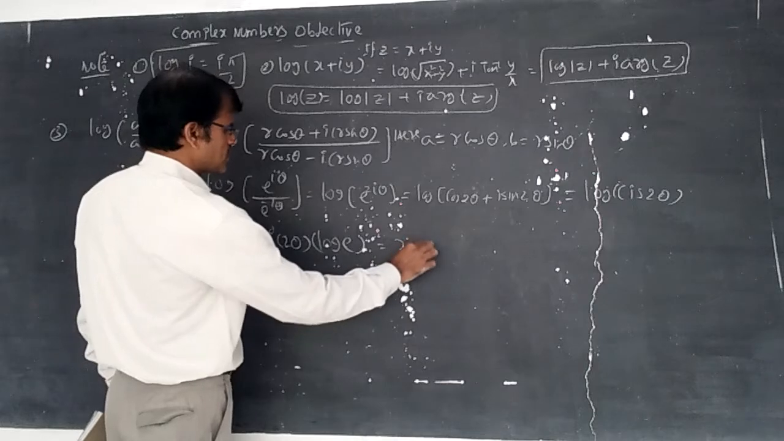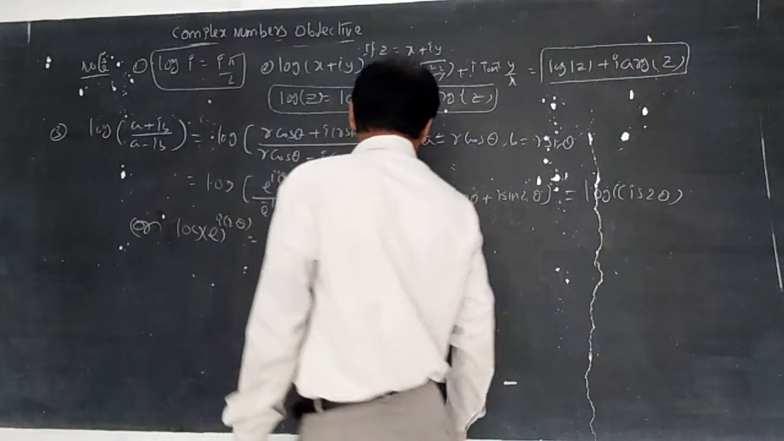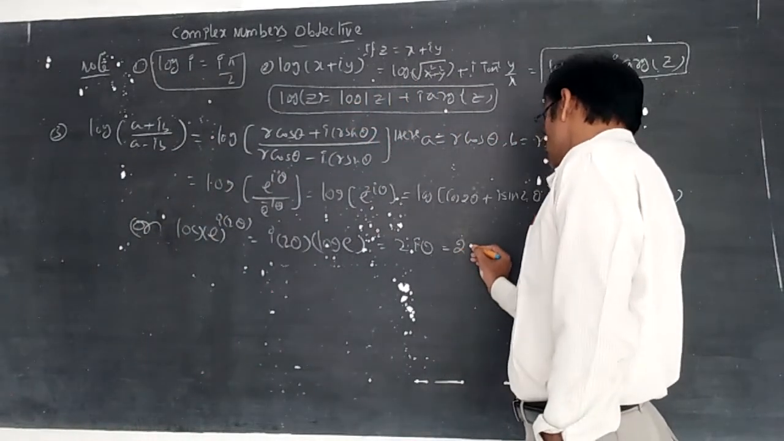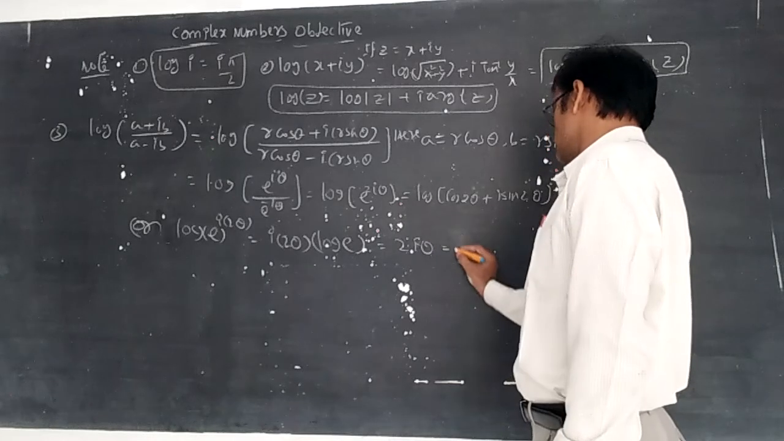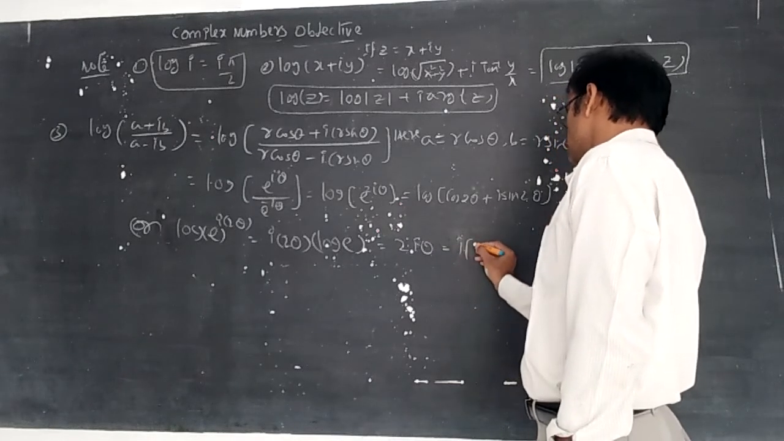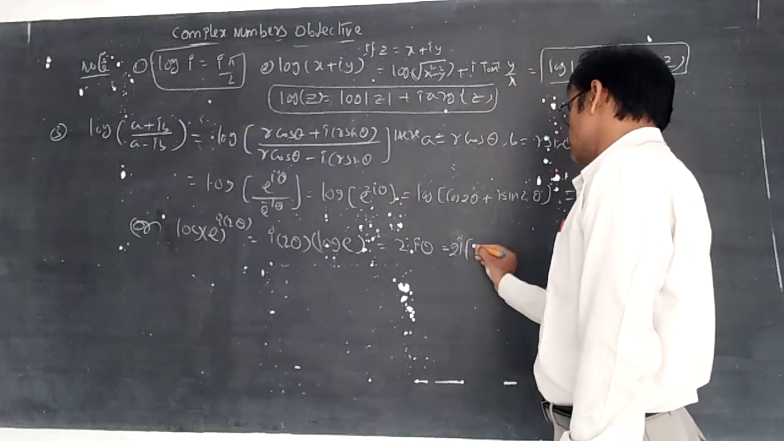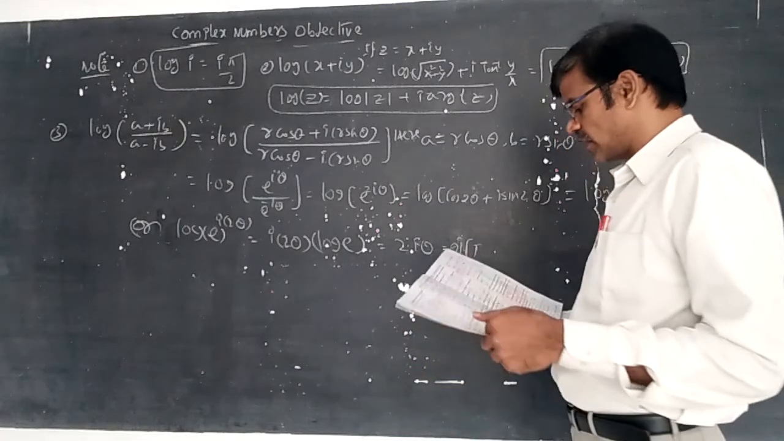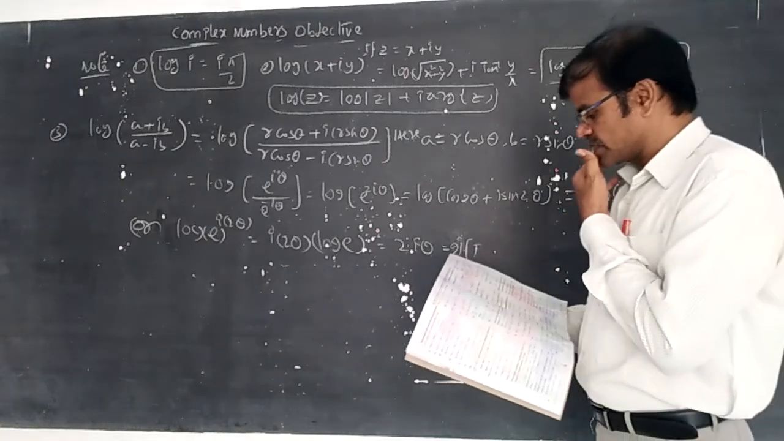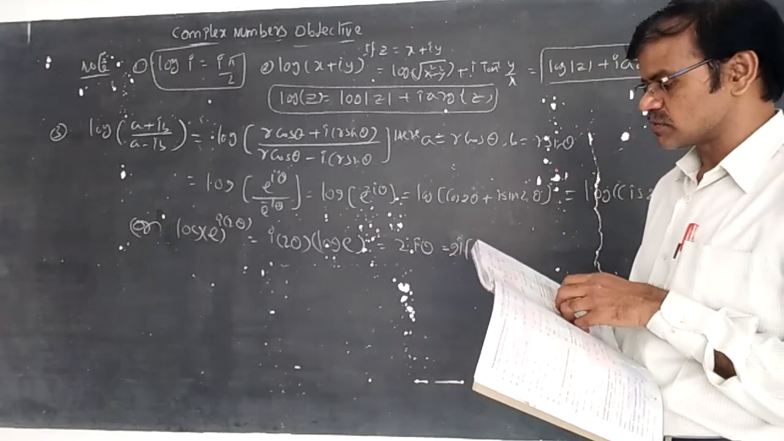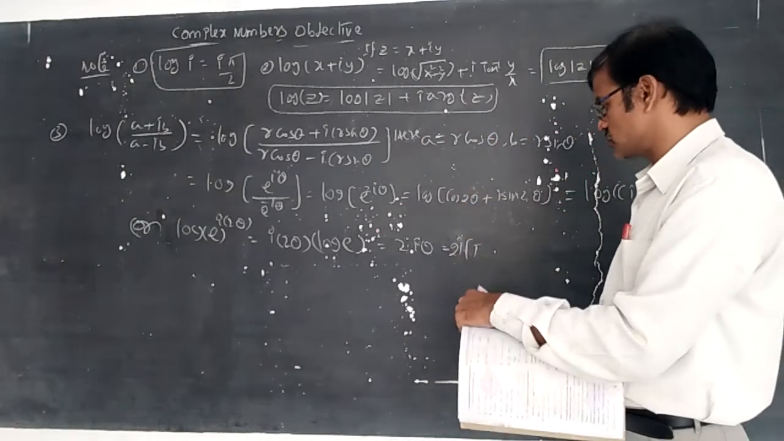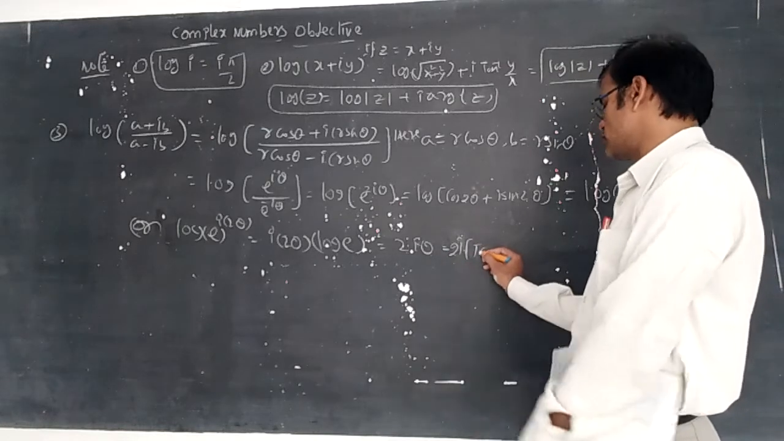So what is 2i theta here? Write like this: 2i into theta, which is 2i into tan inverse b by a. For the minus case, it is minus 2i into tan inverse b by a.